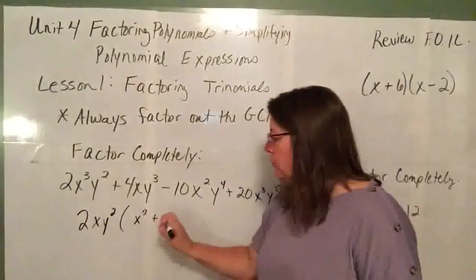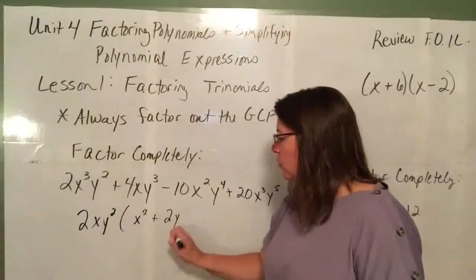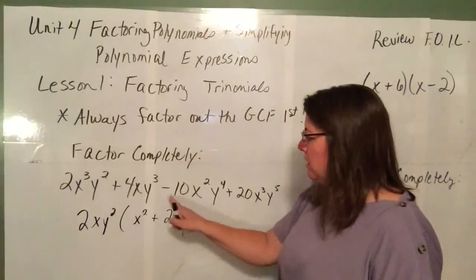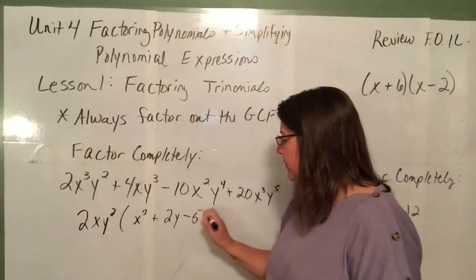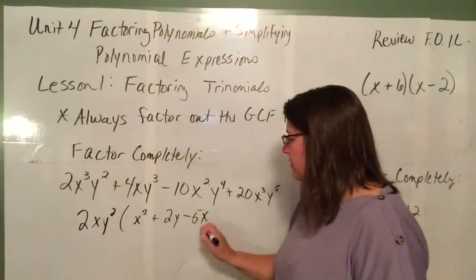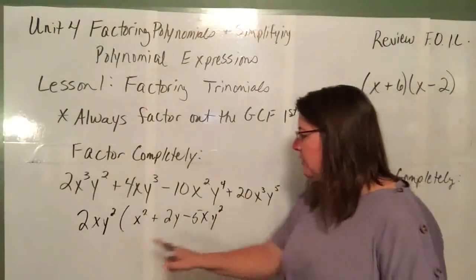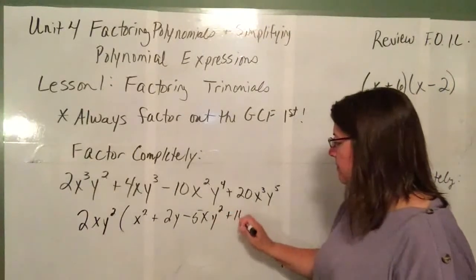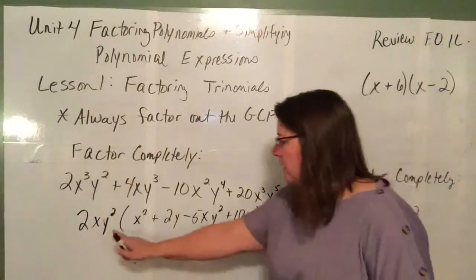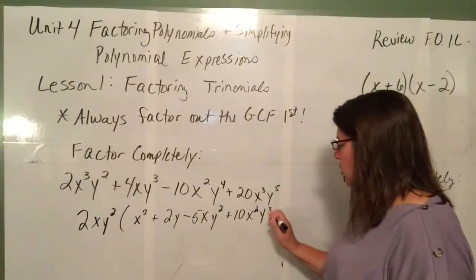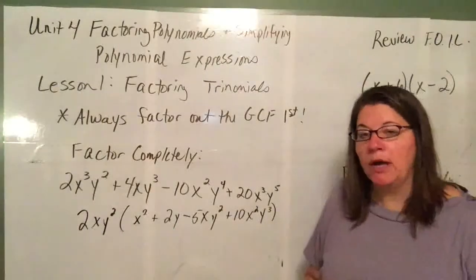4 divided by 2 is 2. X divided by x cancels. Y cubed divided by y squared is y. Here, minus, we keep the minus. 10 divided by 2 is 5. X squared divided by x is x. Y to the 4th divided by y squared is y squared. 20 divided by 2 is 10. X cubed divided by x is x squared. Y to the 5th divided by y squared is y cubed. Hopefully you remember your rules for dividing monomials from your Algebra 1.